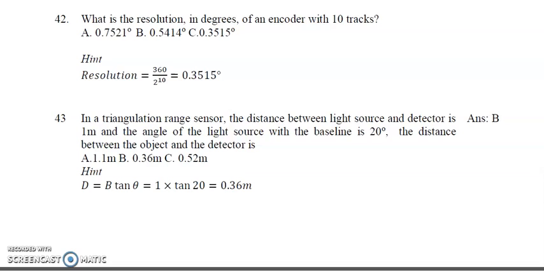Question 43. In a triangulation range sensor, the distance between the light source and the detector is 1 meter, and the angle of the light source with the baseline is 20 degree. The distance between the object and the detector is A 1.1 meter, B 0.36 meter, C 0.52 meter. The hint is D is equal to B into tan theta. B is the distance between the light source and the detector, that is 1 meter, and the angle of the light source with the baseline is theta, equal to 20 degree. So 1 into tan 20 will give you 0.36 meter. So answer is B.